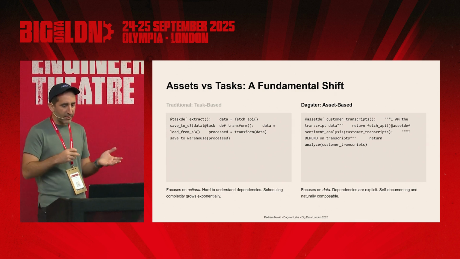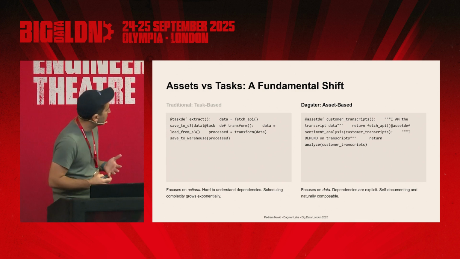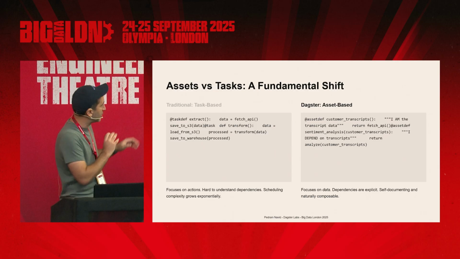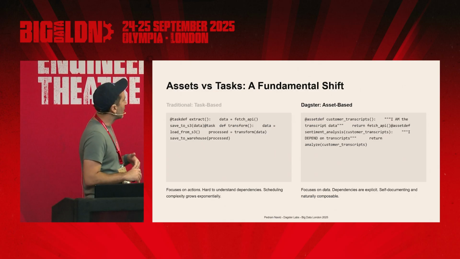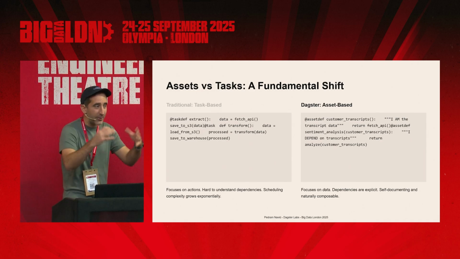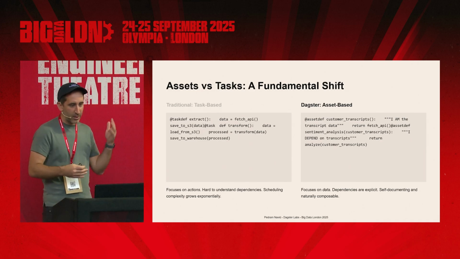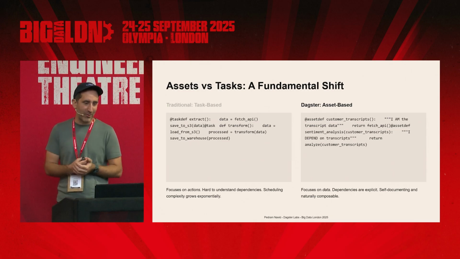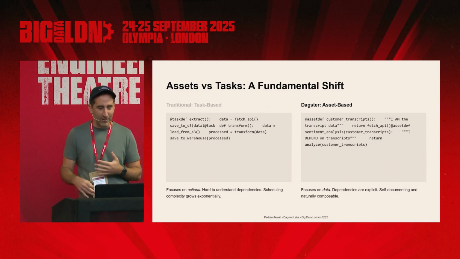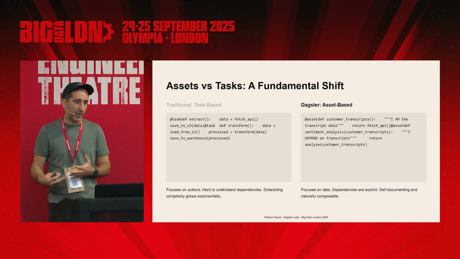Compared to assets and tasks, they're not that different. My Python broke, so don't look too much at my code. There's supposed to be some line breaks in here, but essentially they're decorators. A task is defined as a thing you would do, and an asset is defined as a thing you care about. And so on the left, you have several functions in here. One is called extract, one is load from S3. On the right, we have assets. You just define your customer transcripts data set.